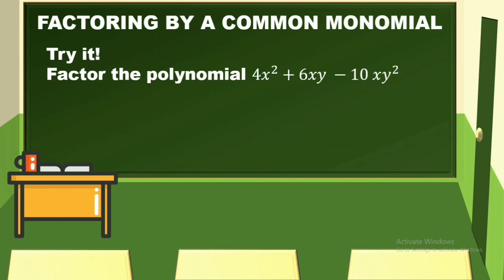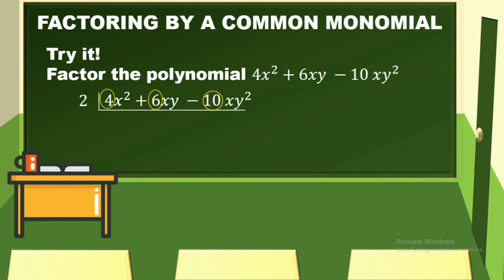Another example. What about factor the polynomial 4x squared plus 6xy minus 10xy squared. This time, this polynomial is what we call trinomial because we have 3 terms. Let us do the same process. Copy the expressions. Now, let us think a number that we can divide to 4, 6, and 10. What do you think? Okay, so the number is 2.